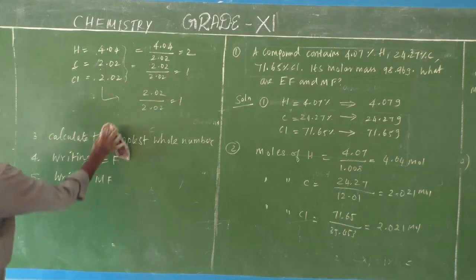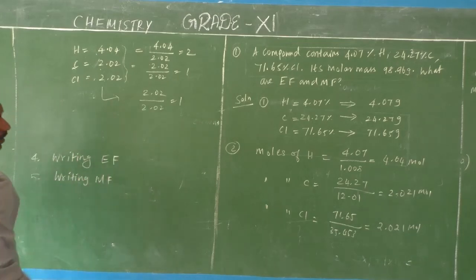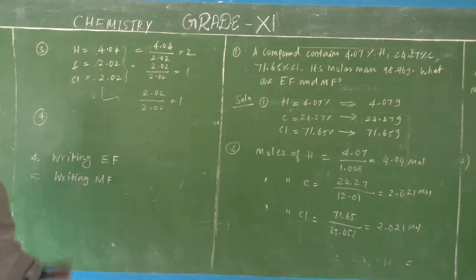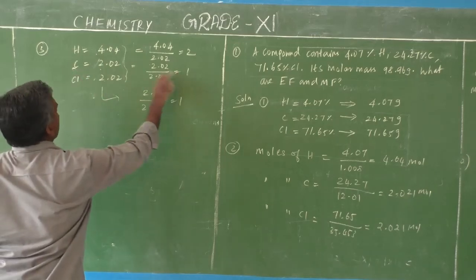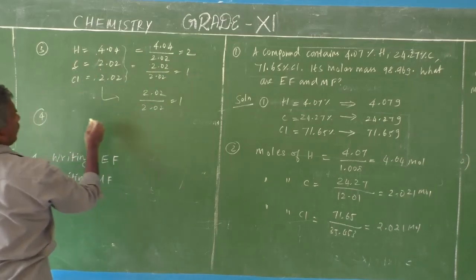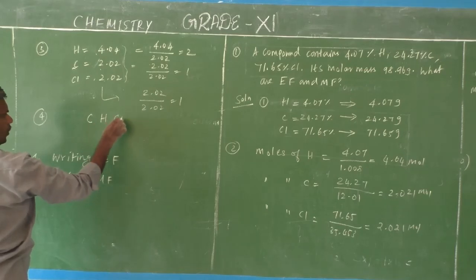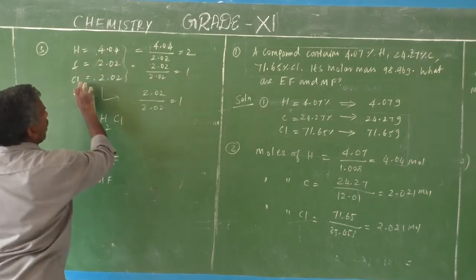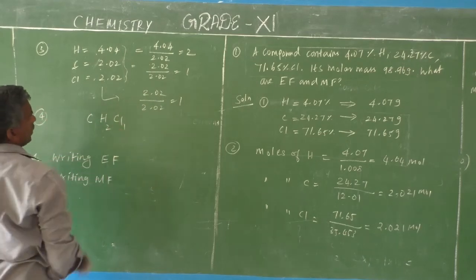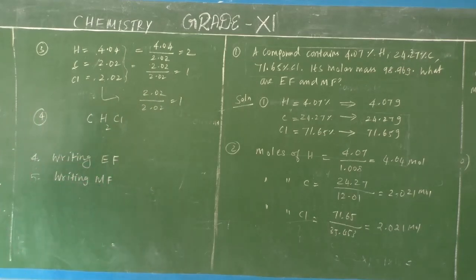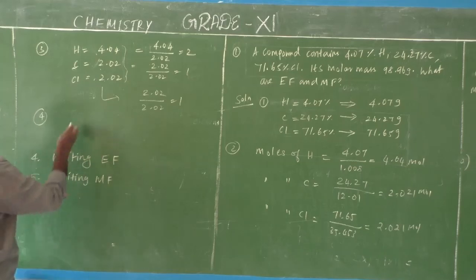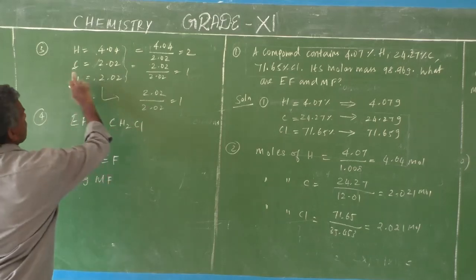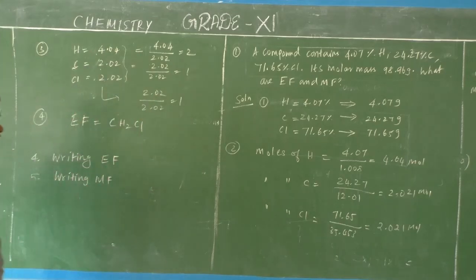Then next, write the empirical formula. Fourth step, write the empirical formula. This was the third step. How many carbon? 1 carbon. How many hydrogen? 2 hydrogen. How many chlorine? 1 chlorine. First you write carbon, hydrogen, chlorine. That is the empirical formula, CH2Cl, because carbon 1, hydrogen 2, chlorine 1.